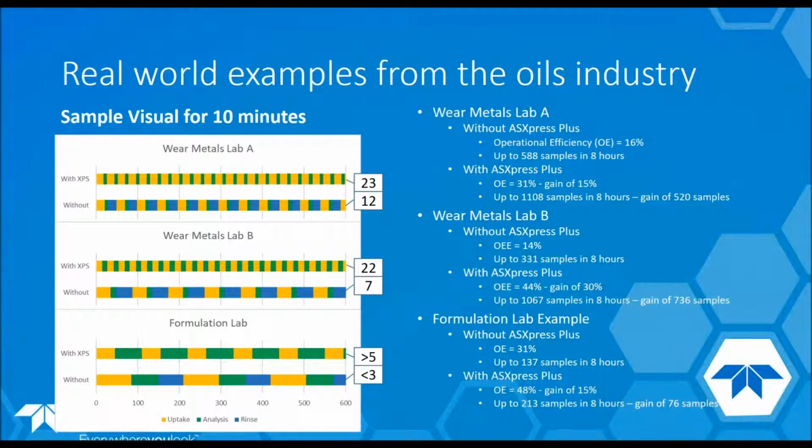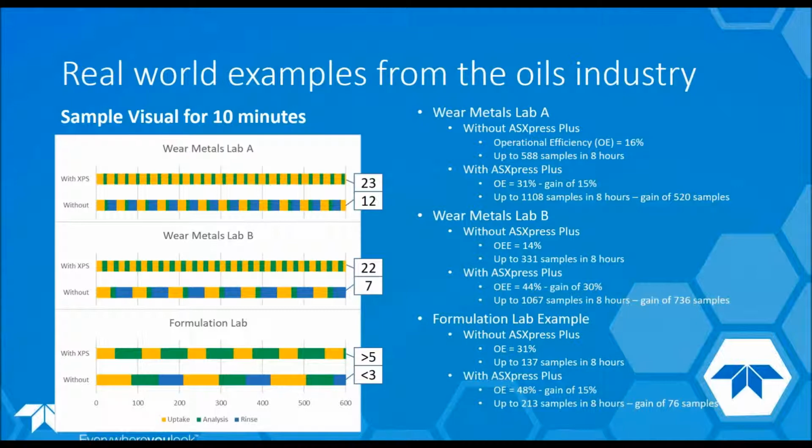So without the Express, that lab that was running 12 samples in 10 minutes had an operational efficiency of only 16%. They're only spending 16% of their time analyzing. Now, they were able to get almost 600 samples in 8 hours, which was great. With the Express Plus, they had a gain of 15%. They almost doubled their operational efficiency, bumping it up to 31%, and they can run just over 1,100 samples in 8 hours' time. It's a gain of 500 samples.